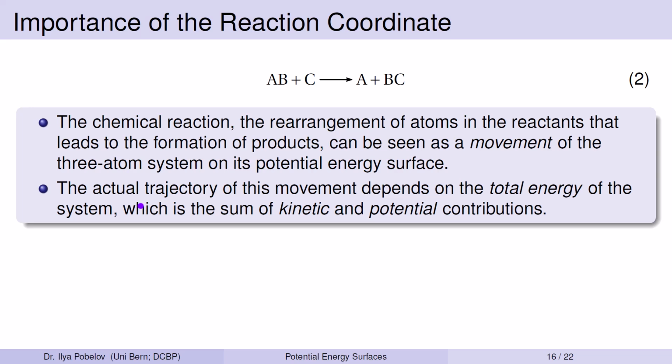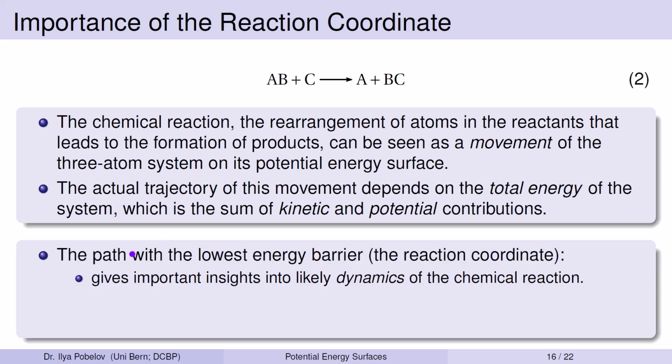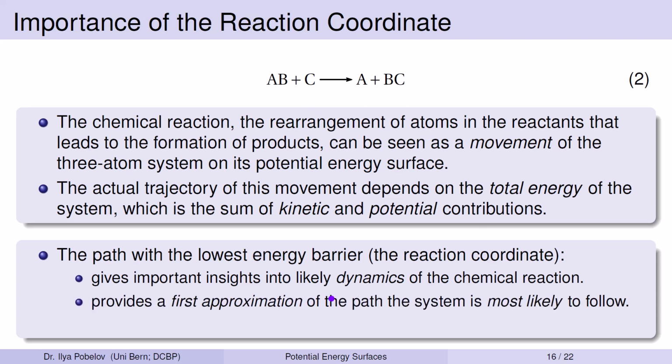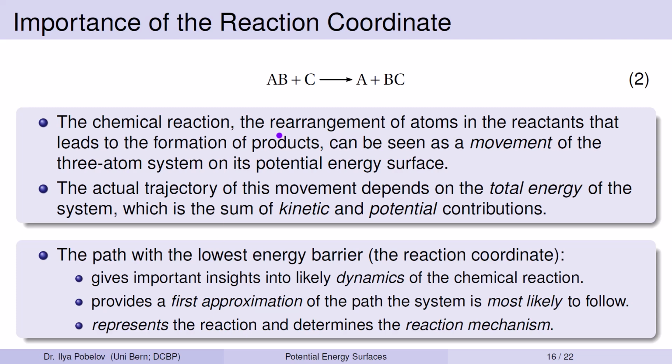The actual trajectory of this movement depends on the total energy of the system, which is the sum of kinetic and potential contributions. Nevertheless, the path with the lowest energy barrier, the reaction coordinate, gives important insights into likely dynamics of the corresponding chemical reaction. It provides a useful first approximation of the path the system is most likely to follow. As such, it represents the reaction and determines the reaction mechanism.